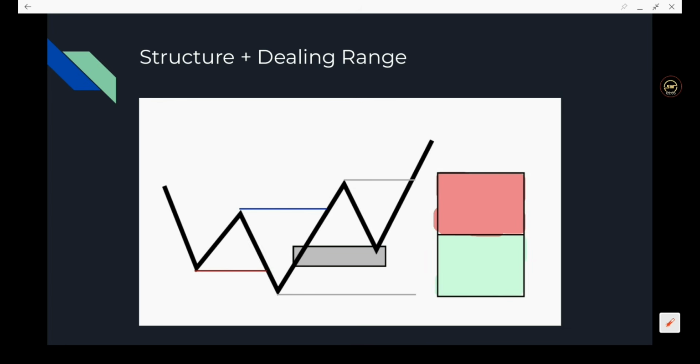So we want price to come below equilibrium, and that's when we'll find opportunities around the institutional candle, which will be here. So we want to trade from the discounted PDRA to the dealing range high, or to just the CRT, which will be formed right around here.